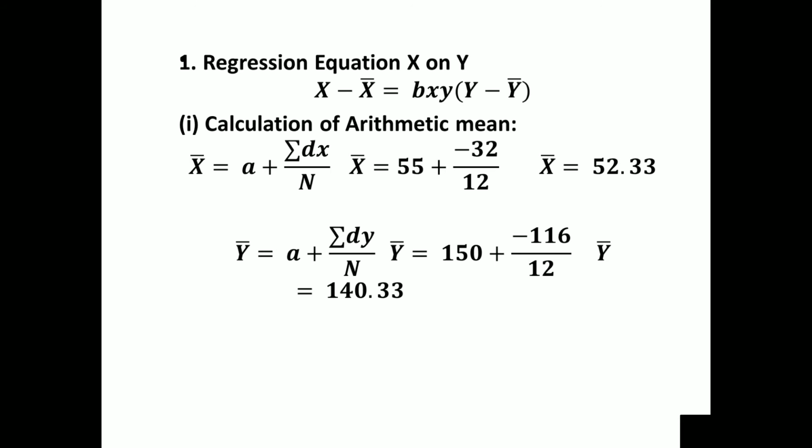Now let us go to the calculation of the regression equation of x on y. The first step is the calculation of the arithmetic mean of both x and y variables. As we all know from the previous problems, x bar is equal to A plus sigma dx divided by n. When we substitute the values into this equation, we obtain the arithmetic mean, that is x bar is equal to 52.3. In the same way, y bar is equal to 140.33. So the first step is completed now.